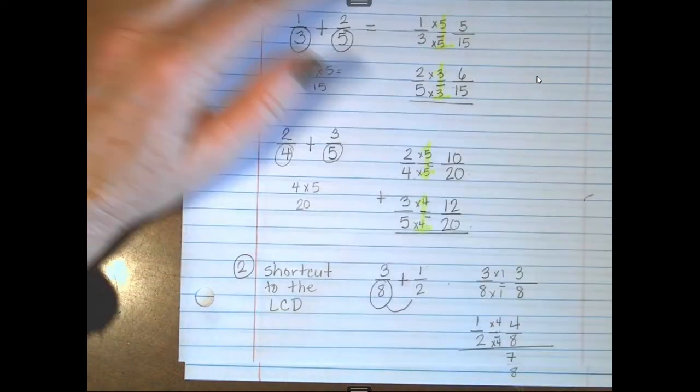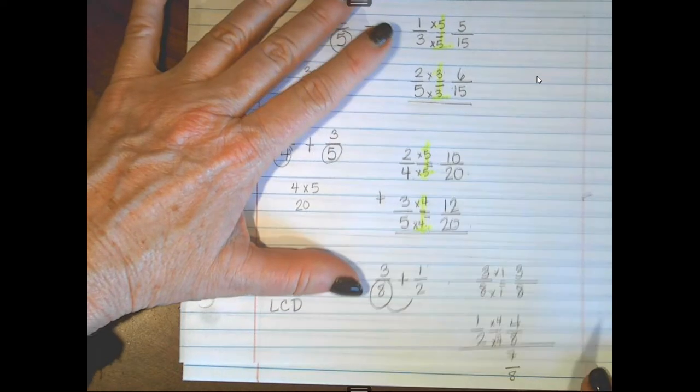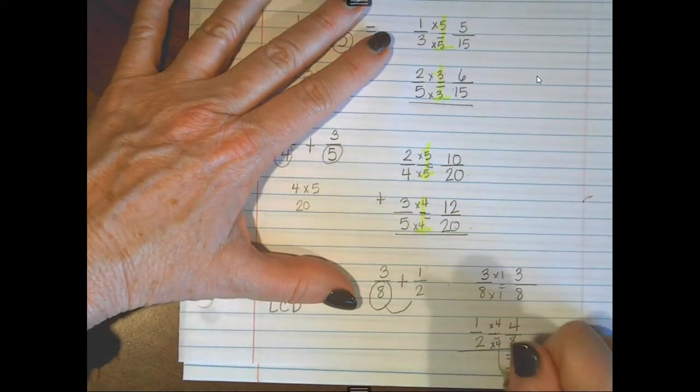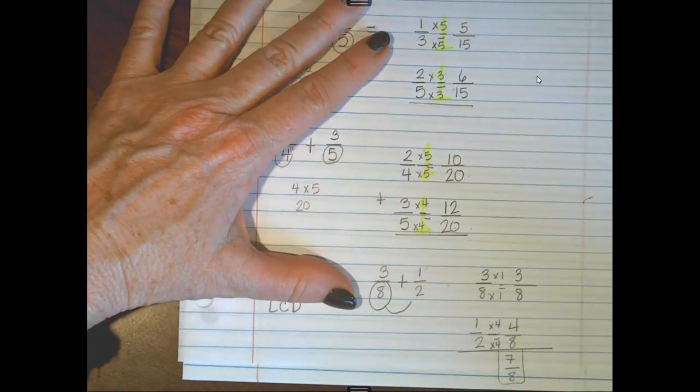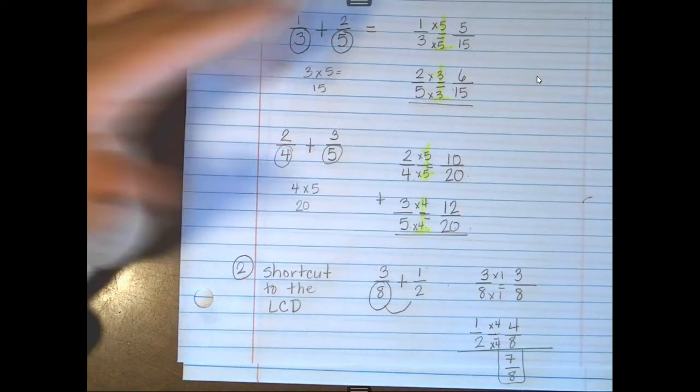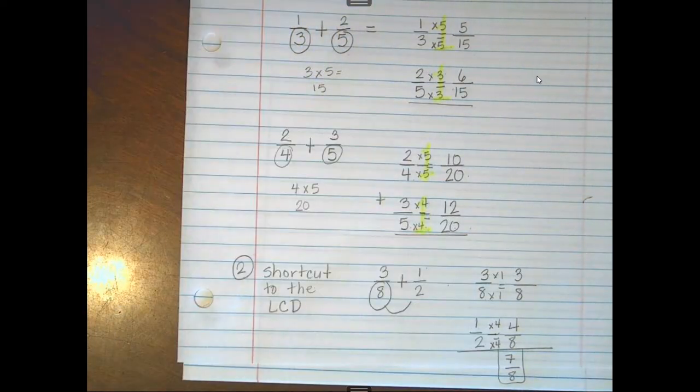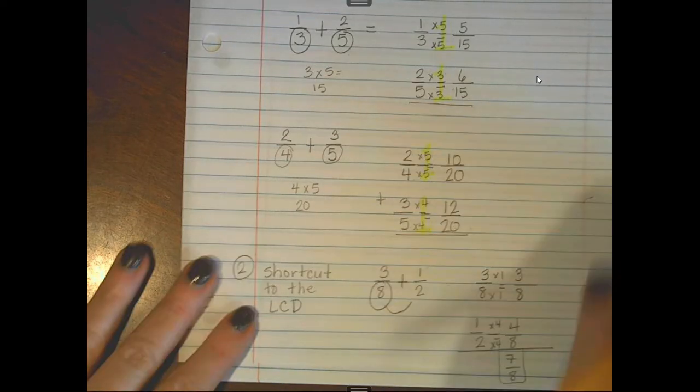Okay, 7/8. All right, 7/8 will not simplify. We've talked about that. When the numerator is 1 less than the denominator, we have a relationship that's relatively prime and they will not simplify. All right, so that is the shortcut. The shortcut will help you find the least common denominator.